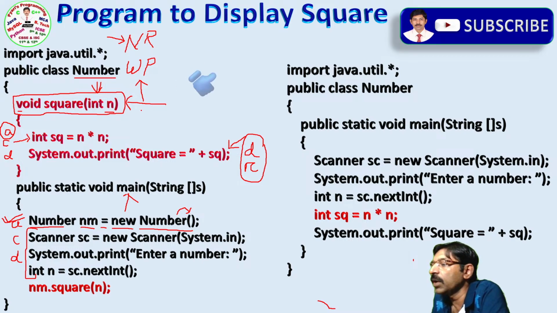If the user defined method does not have any value to perform the calculation... No, Pragjyoti, it is not suitable at this moment because we have to pass a number to the method definition. So we have to accept a number in the main.